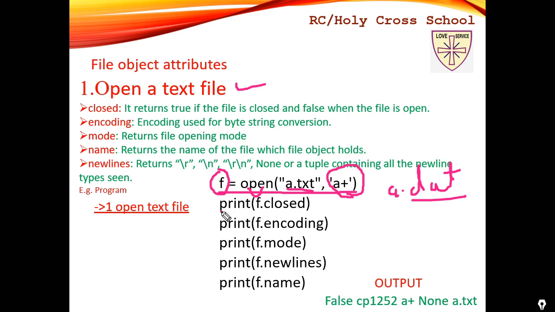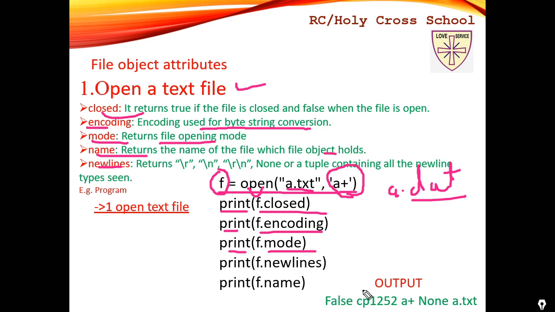So I'm going to have a print command, f.closed, print f.encoding, print f.mode. These all things are here. Here see closed. It will return true if the file is closed and false if not. If you have closed your file, then it is going to return true. If it is not, then it is going to return false. Encoding, it is going to use byte string conversion. Mode, what is the mode of your file? Name, what is the name of the file? Newlines, how many new lines are there or not, like that.